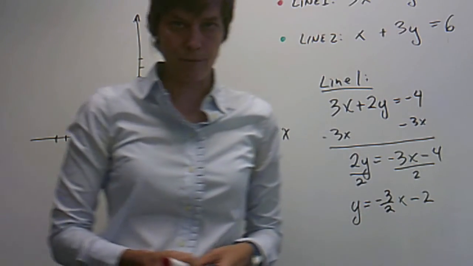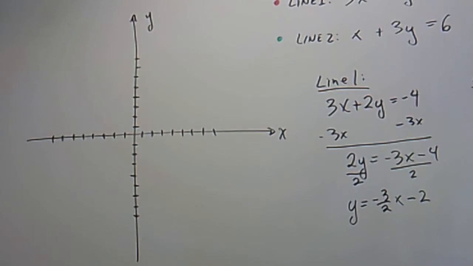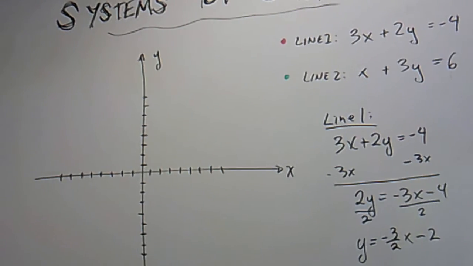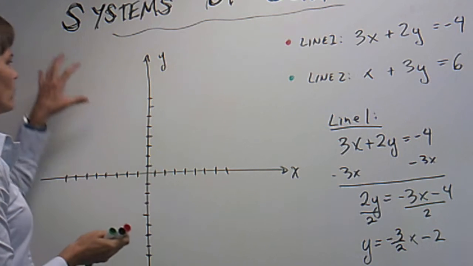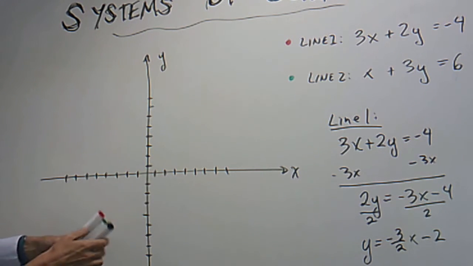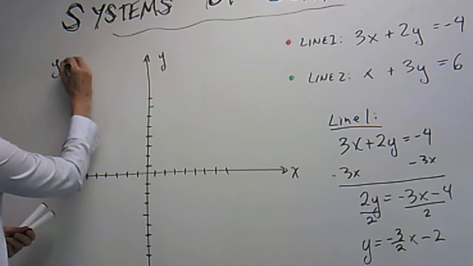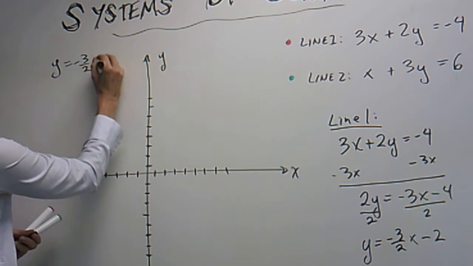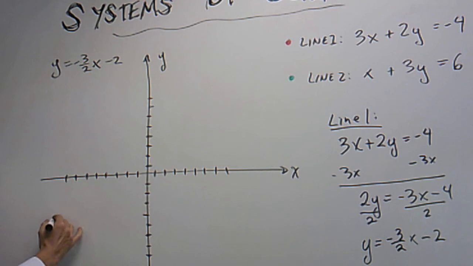I am the cameraman and the teacher. I do tech also. Above the line, below the line. All right, systems of equations. Now we're going to graph them. I'm going to rewrite them right here. Can we see in this corner? Yes, we can. So here's line 1: y equals negative 3 over 2 x minus 2. And line 2, can we see down here? Barely.